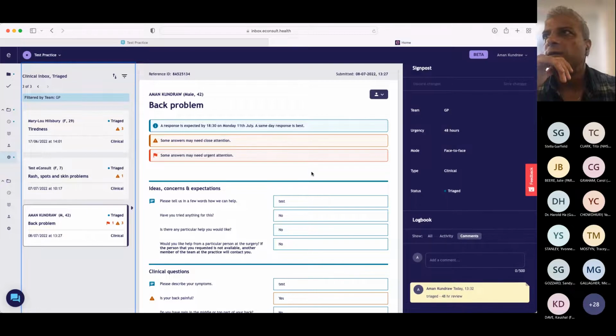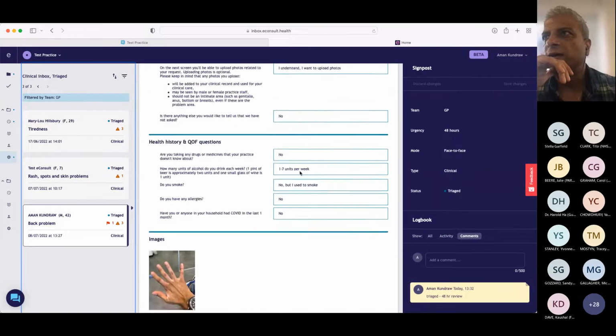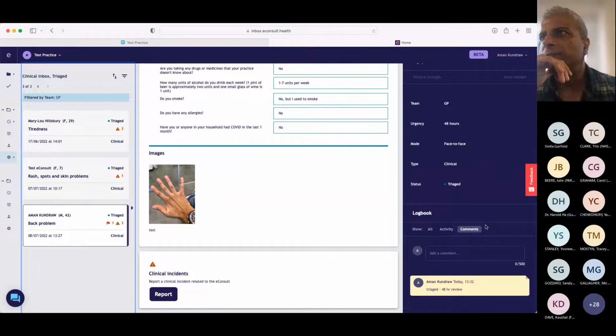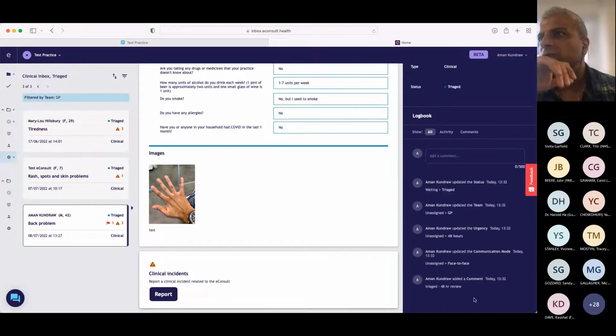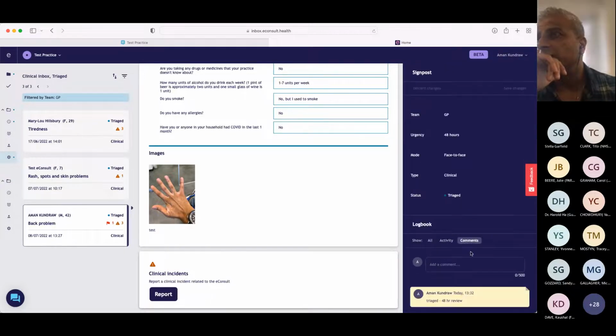Now here, I've got the same chat. I've got the same information. I've got the decisions that have been made by the triage clinician. And I can see all of the activity on the consultation within the smart inbox. So it's, the status has been changed, who it's been assigned to, response time, modality of contact, 48-hour review, and any comments that have been left.